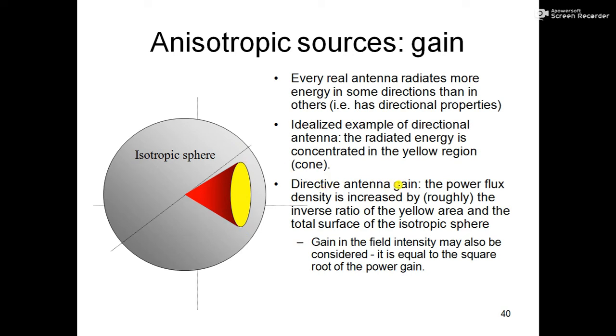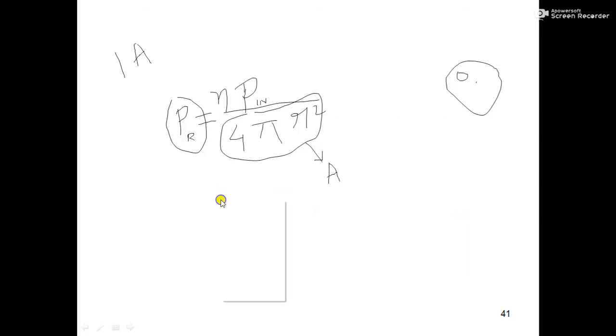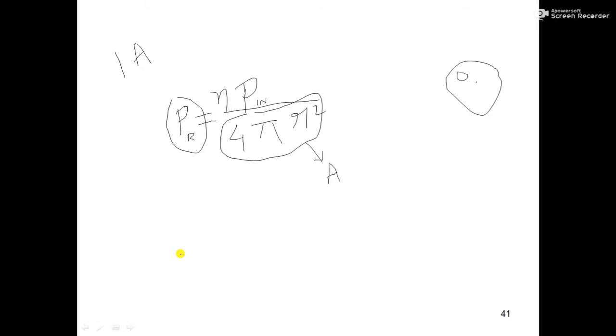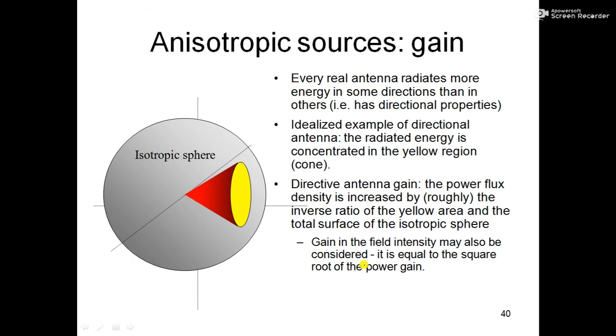So the directive antenna gain, the power flux density, is increased by roughly the inverse ratio of the yellow area. So we can see that PR is inversely proportional to the area. Right, so this is what is said here: PR is inversely proportional to the area.